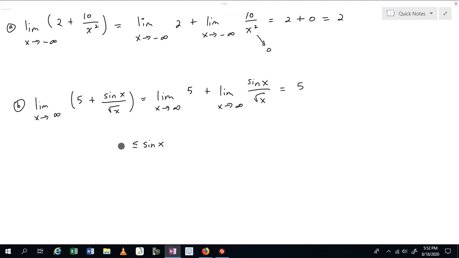Okay, so sine of x is always trapped between 1 and minus 1. And what we're going to do is multiply this compound inequality by 1 over the square root of x. So multiply each of these by 1 over the square root of x.